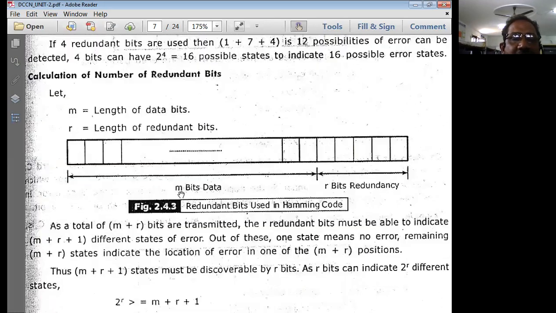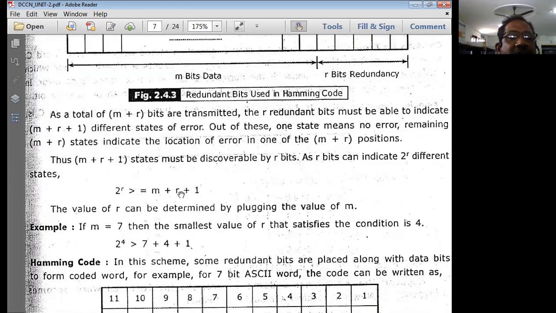That is governed by this basic equation: m plus r plus 1, where this 1 is for the no error case. So your redundant bits should compulsorily satisfy this condition: 2 power r should be greater than or equal to m plus r plus 1. This helps locate the position of the erroneous bits in the entire data stream transmitted by the sender, including the extra bits that we pad at the end of the data.